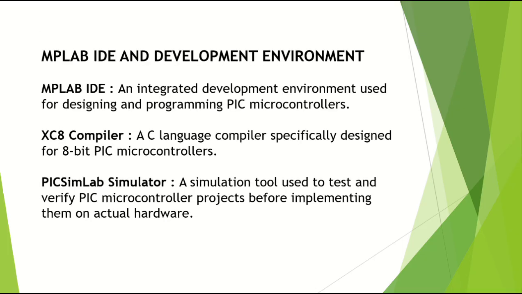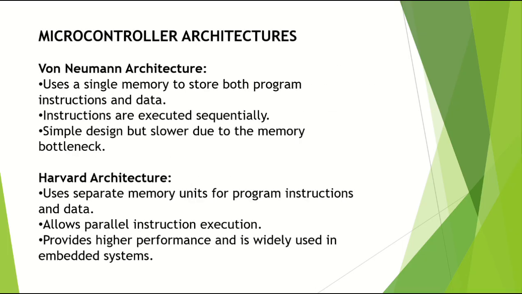Microcontroller architectures: Von Neumann architecture and Harvard architecture. Von Neumann architecture uses a single memory to store both program instructions and data. Instructions are executed sequentially, and it has a simple design but is slower due to the memory bottleneck. Harvard architecture uses separate memory units for program instructions and data, allows parallel instruction execution, provides higher performance, and is widely used in embedded systems.